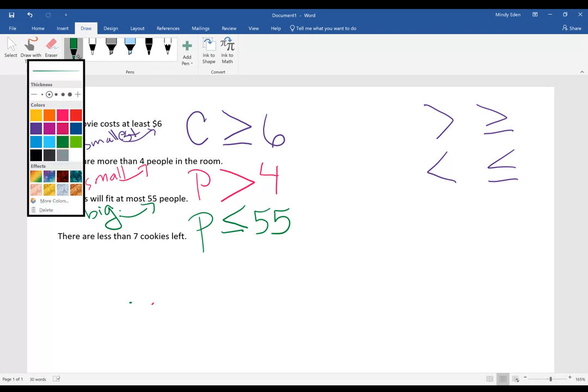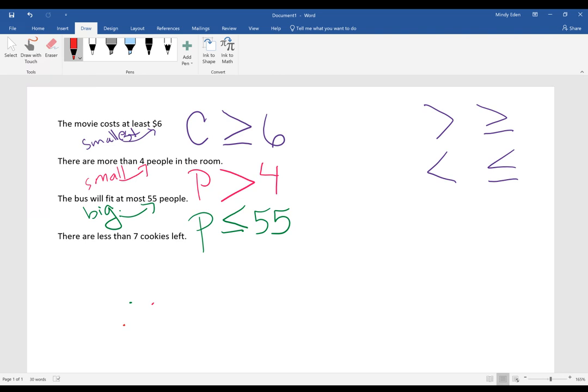And on the last example, we've got there are less than 7 cookies left. So I've got cookies and 7. So if I have less than 7, that means that 7 is the biggest. But if I have to have less than 7, it means I can't include 7. So all 4 different signs with all 4 different words. But if you put the part by the number, it all makes sense and works every single time.